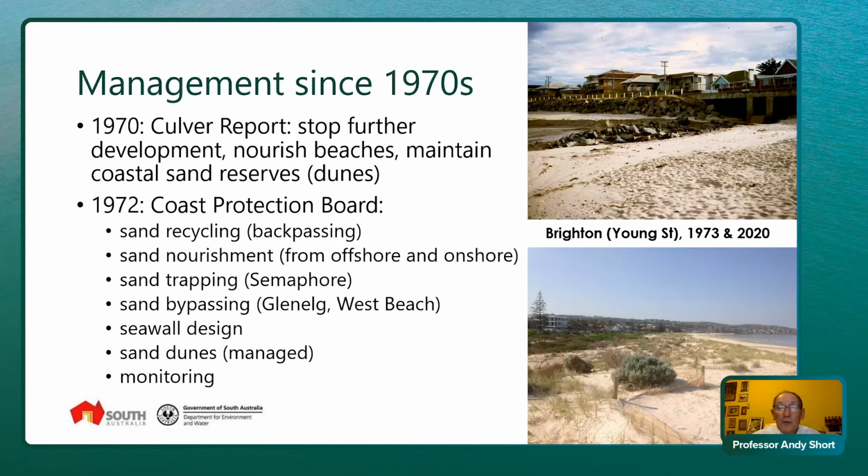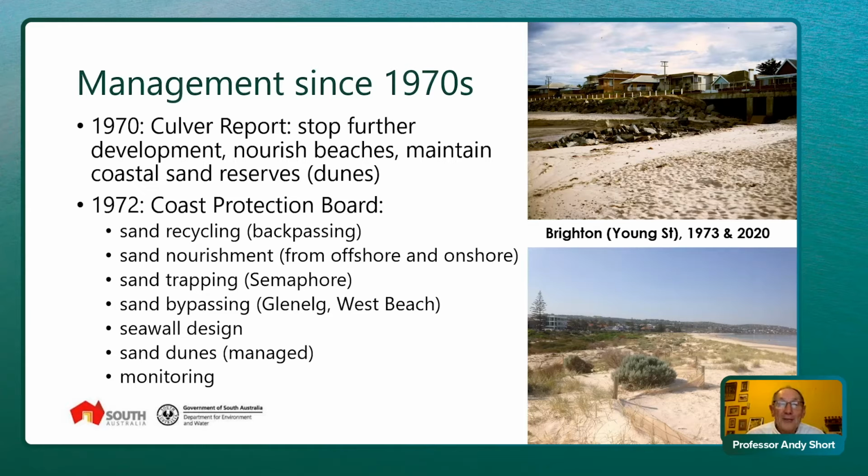secondly, we need to nourish the beaches. The beaches don't have enough sand. And we also need to maintain what coastal sand reserves we do have, particularly the coastal sand dunes. So something clearly had to be done. In response to that report, the state government set up in 1972 the Coast Protection Board that exists to this day. And as Annabelle said, she's the newest member.